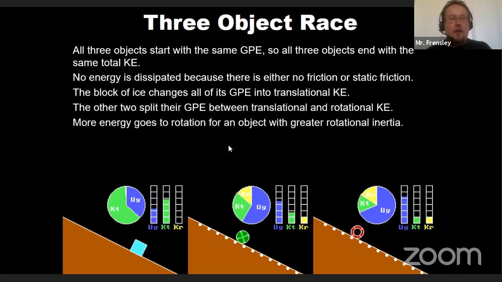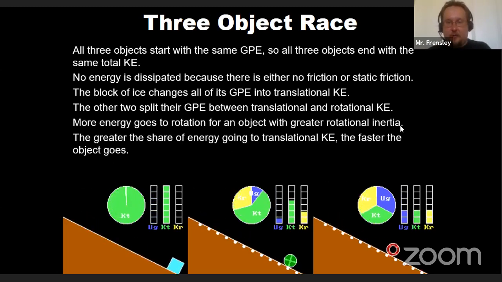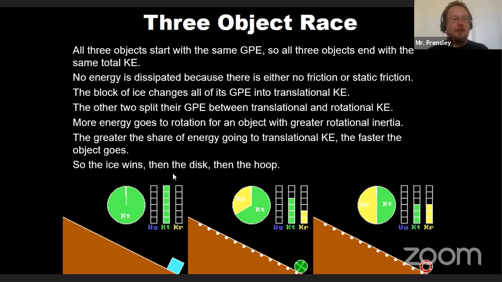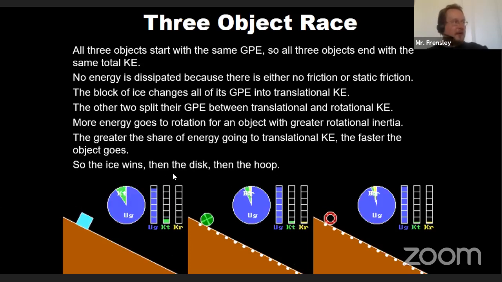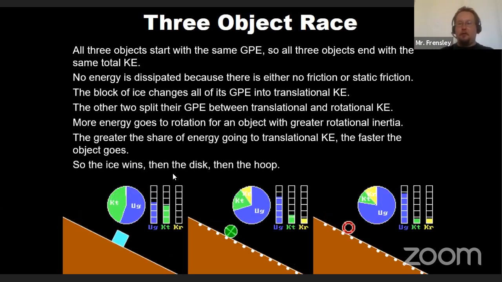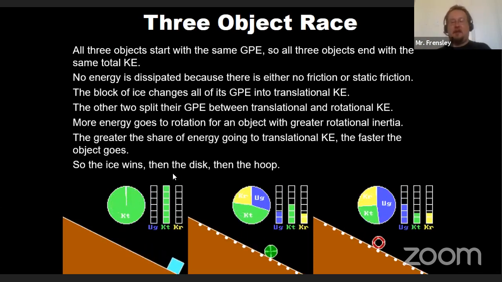Okay, did I say all that? More energy goes into rotation for an object with more rotational inertia. The greater the share of energy going to translation, the faster the object goes. That's the ice. So the ice wins. It's all translational kinetic energy for him. And the hoop loses because it's the least translational kinetic energy for the hoop. All right, isn't that glorious?